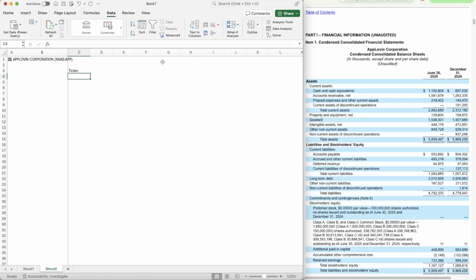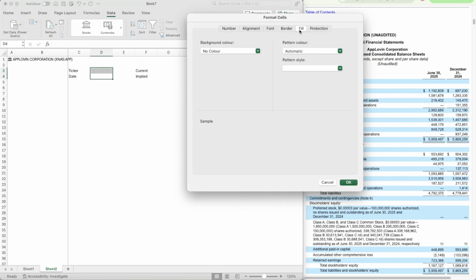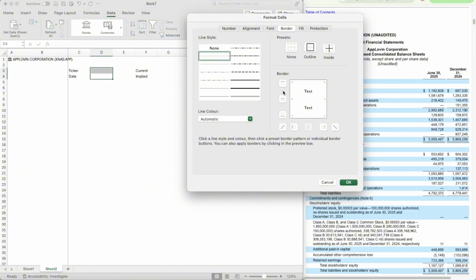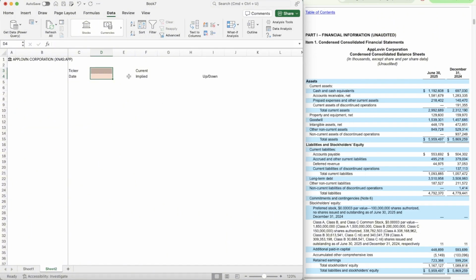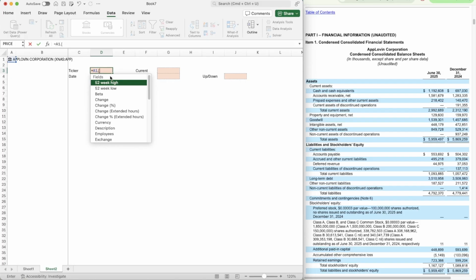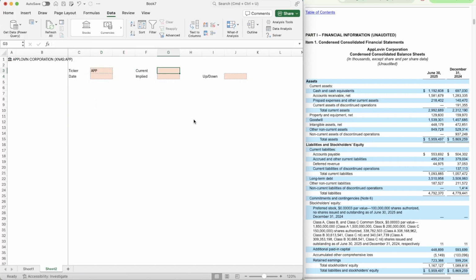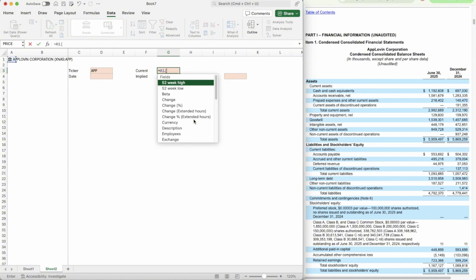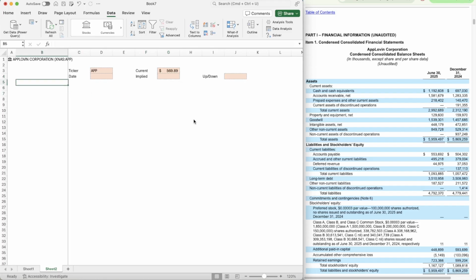In this, let's start filling out what we usually do. So we go ticker, date, say, current price, implied. We want to know if there's any up or downside. In all of these, let's just fill them. Border. There we go. Copy this over. There we go. Ticker equals A1 dot, open the parentheses, ticker symbol. For current price, again, A1, open the parentheses, price. There we have it. The date today is the 12th of October, 2025.